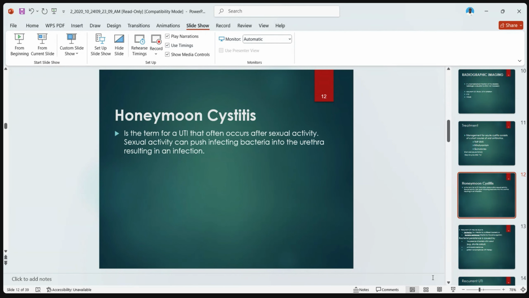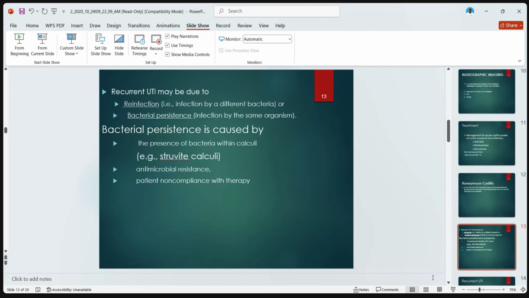This is honeymoon cystitis. This is where there's an infection just because there was an intercourse and there was no sterility. That is honeymoon cystitis. This is part of the acute cystitis that you can actually have.